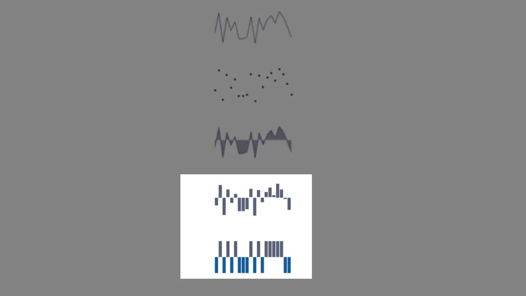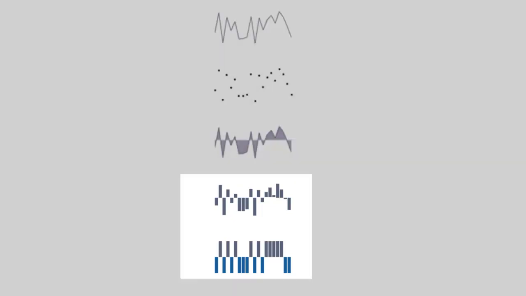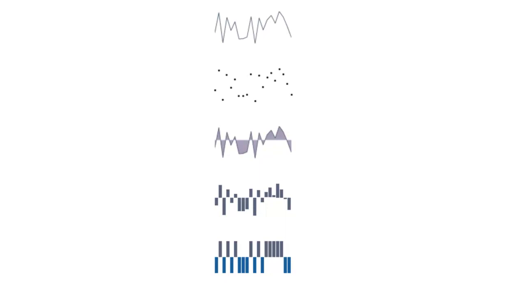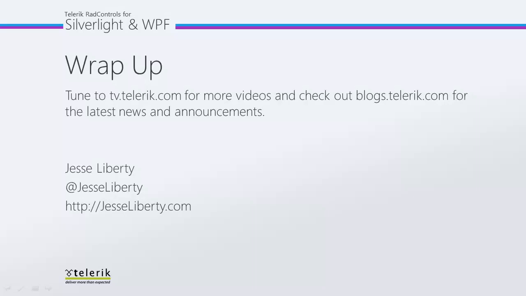The column shows the value as a height. With win-loss, it's either all the way win or all the way lose, depending on whether the value is positive or negative. I hope you've seen how easy it is to get started with RadSparkLine.